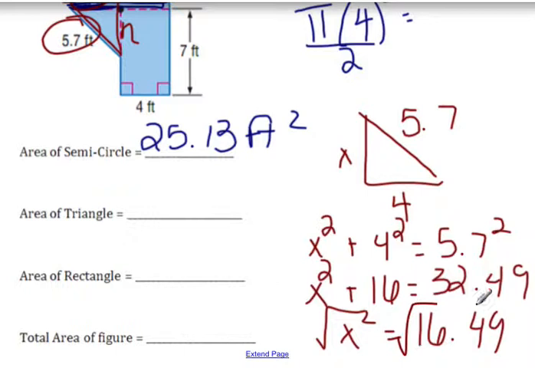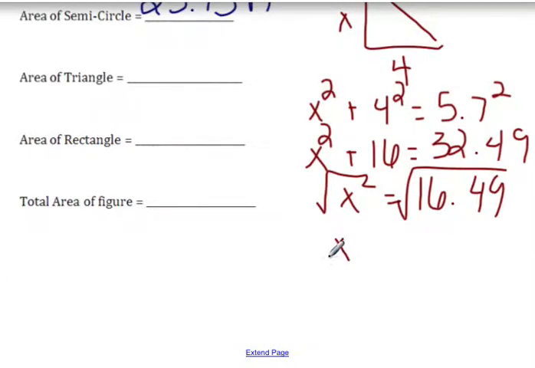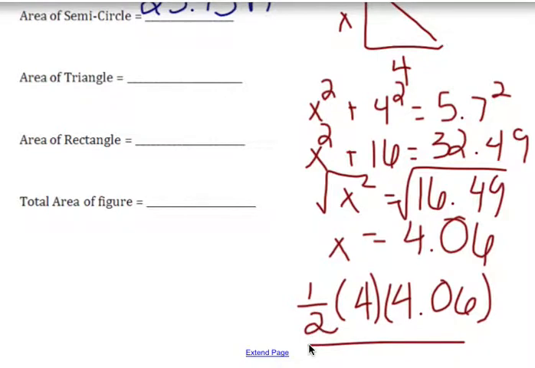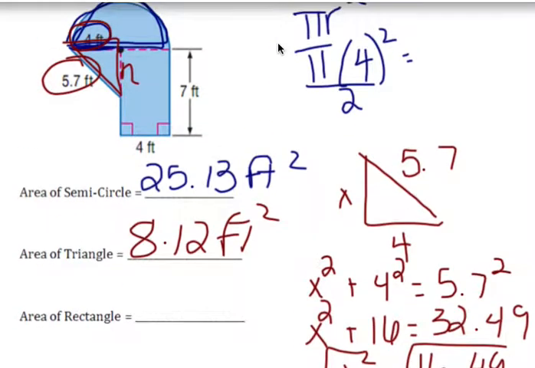So to get the height, I do need to take the square root of both. So when I take the square root, I end up getting 4.06. But now, that was just to get the height. Now I have to actually calculate out the area. So the area is 1/2 your base, which remember we were told was 4, times your height, which is 4.06. So then when you multiply all of those together, you're going to get 0.5 times 4 times 4.06. And when you do that, you get 8.12 feet squared. So that is for the triangle.